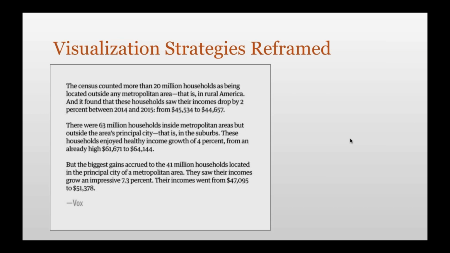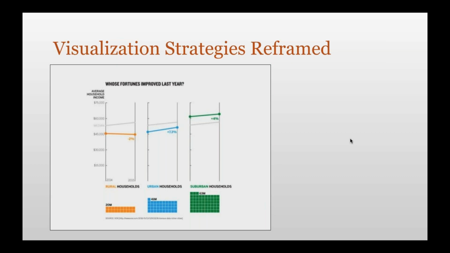So as an example, this is text that's explaining differences in income between rural and urban America. All the numbers are there, but you have to read through it in order to get the point that is trying to be communicated. This text is pretty much directly translated in this visualization. All the relevant points are there.